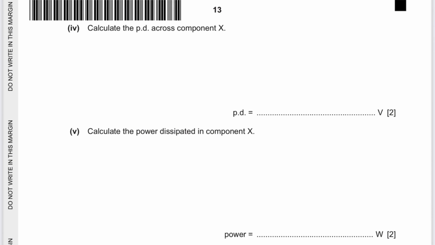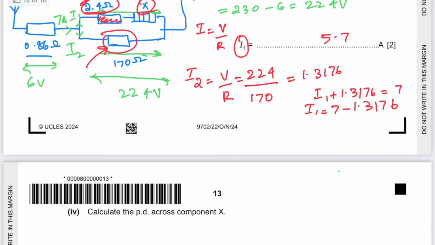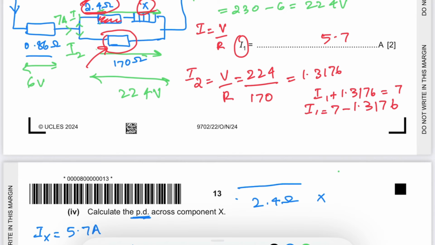Calculate the potential difference across component X. The current, as I mentioned, is going to be the same in both components of the upper branch. So Ix will be equal to 5.7 amperes. If you want to find the potential difference, you need to know the value of its resistance, or what you can do is use the fact that both the 2.4 ohm resistor and X are connected in series. That means the total voltage across them is going to be split between them.